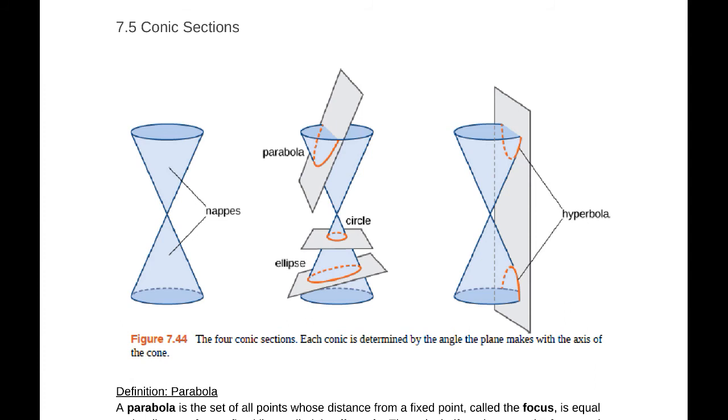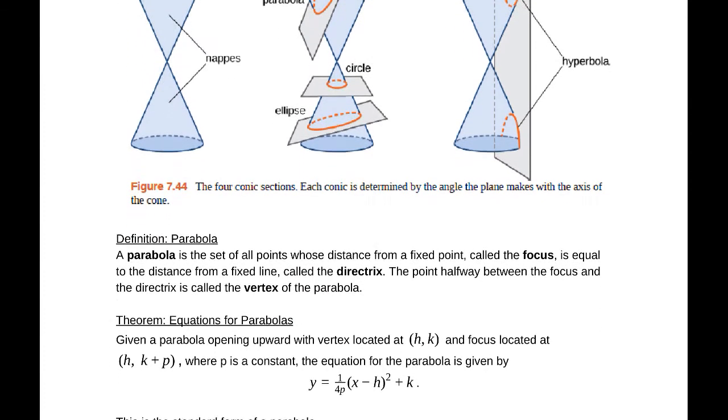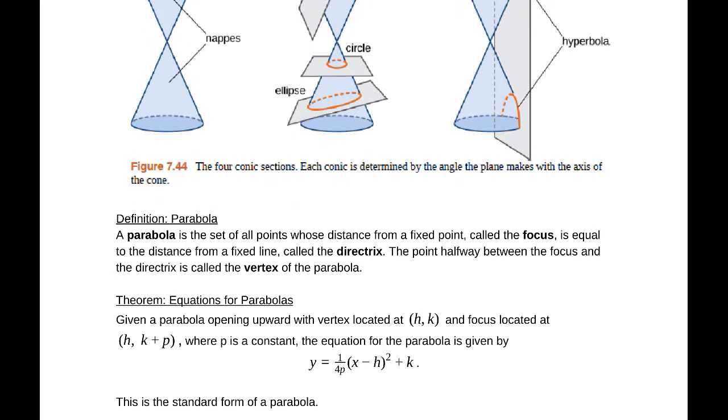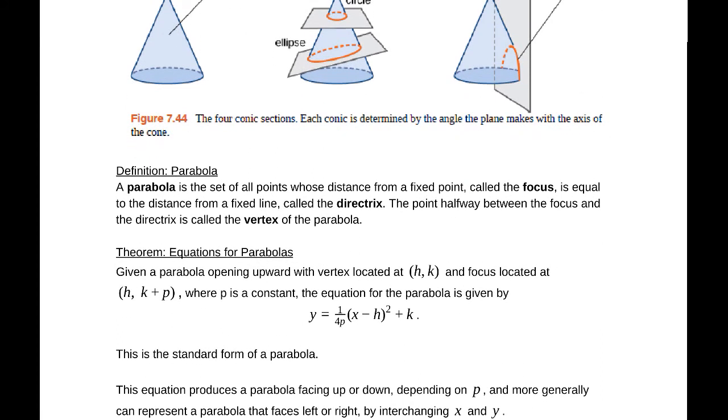So let's start with the parabola and get a grasp on where we are. A parabola is the set of all points whose distance from a fixed point, called the focus, is equal to the distance from a fixed line, called the directrix. The point halfway between the focus and the directrix is called the vertex of the parabola. So you're probably quite familiar with this, but the equation for a parabola is going to be y equals 1 over 4p times (x minus h) squared plus k. Our vertex is that point (h, k), which we have right here, given from the form there.